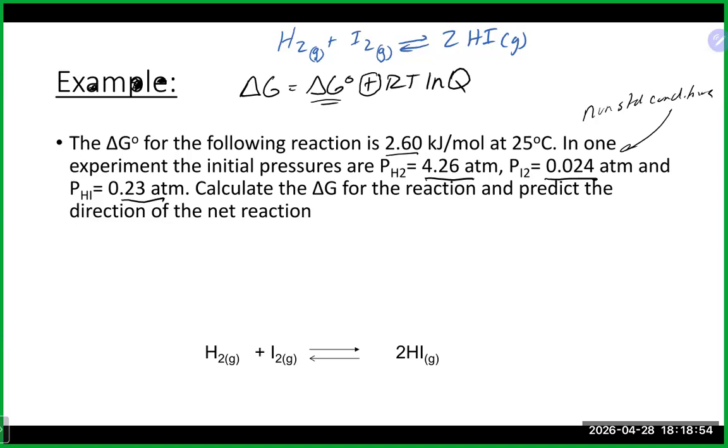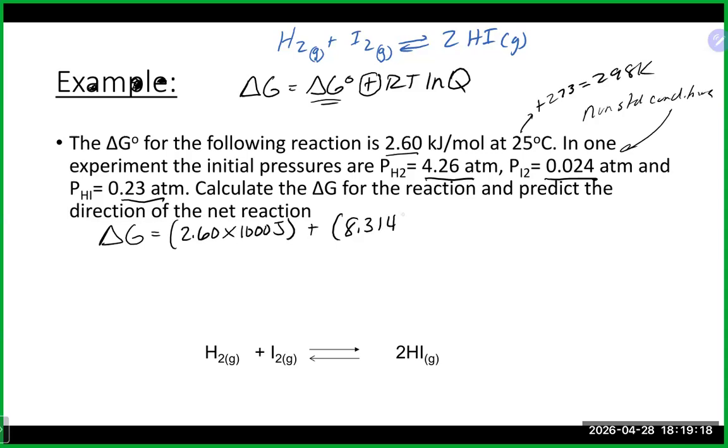So I think we got pretty much everything we need. We got our temperature we need to convert to Kelvin, so that's going to give us a 298. And now our delta G here is equal to our delta G naught. That's going to be 2.60. I am once again going to multiply it by 1,000 and convert it to joules. Once again, the reasoning behind that is right here. The R value is in joules. So it doesn't really matter how you convert it, but you don't want to leave one in joules and one in kilojoules. Otherwise, you're obviously going to be off by some factor there.